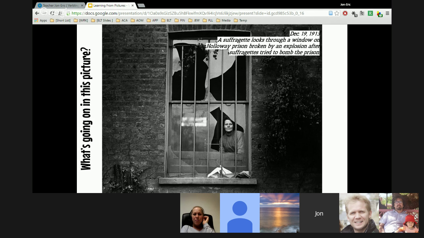Why do you think they tried to blow up the prison, class? They're not trying to kill. I mean, that's a suffragette behind bars. They're not trying to kill their own people. So what do you think they were trying to do? They tried to free one of the suffragettes. They're trying to free the imprisoned suffragettes.